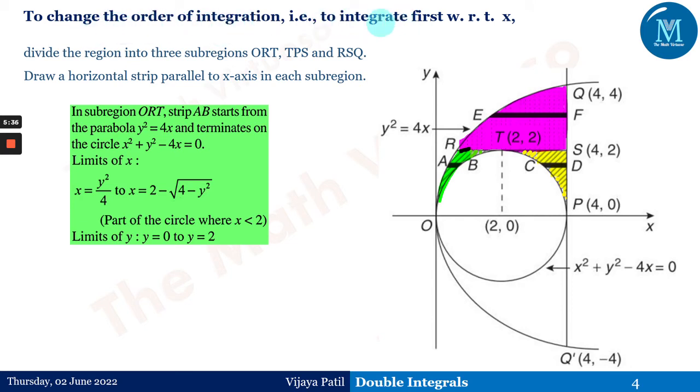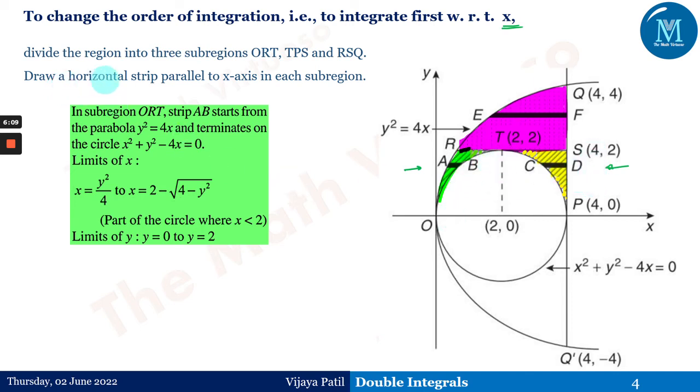Now moving ahead, we can easily check that to change the order of integration, that is, to integrate first with respect to x. Whenever the given integral has been given to us as integrating first with respect to y, now we have to change the order. That means we have to first integrate with respect to x. So divide the region into three sub-regions: ORT, TPS and RSQ. And why has this been divided into three different regions? The reason is that every time the left end and the right-hand side end of the curve are changing about these points.